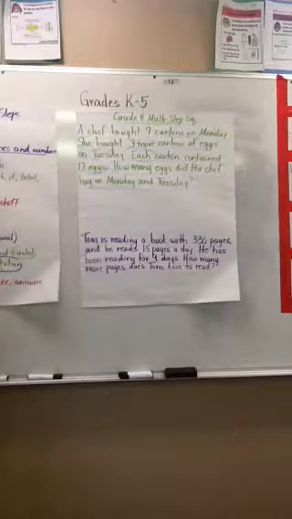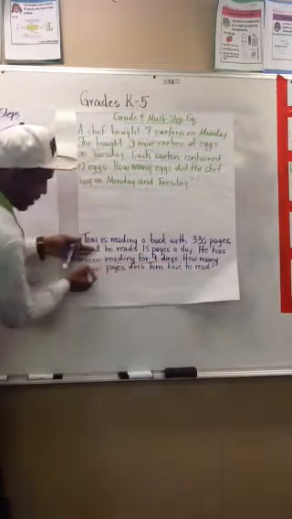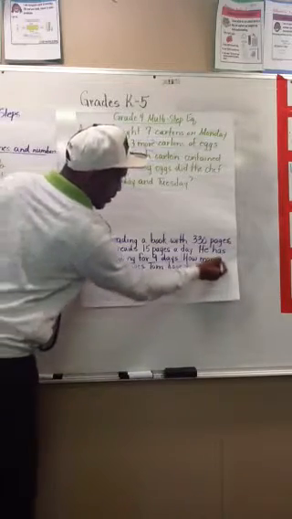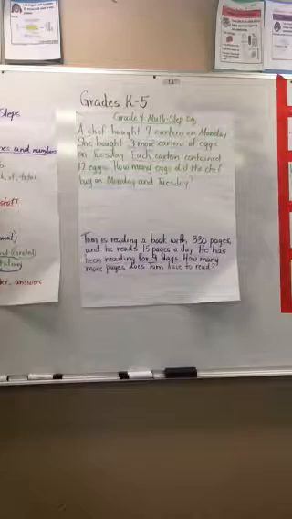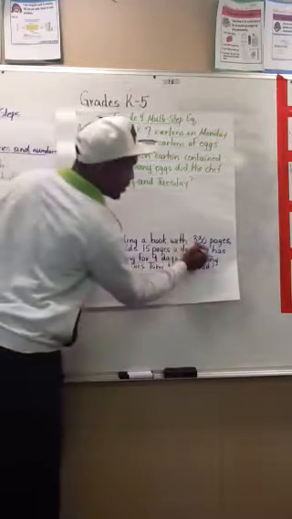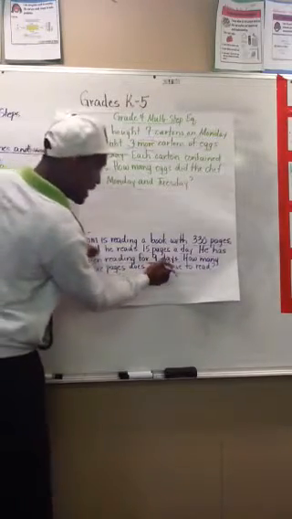If I was using the buck method, I would box the question first. It starts with how many. I'm going to underline the important information. Well, there's really no names. Tom is the only one mentioned, so I'll just start with the numbers. 330 pages, 15 pages, 9 days.